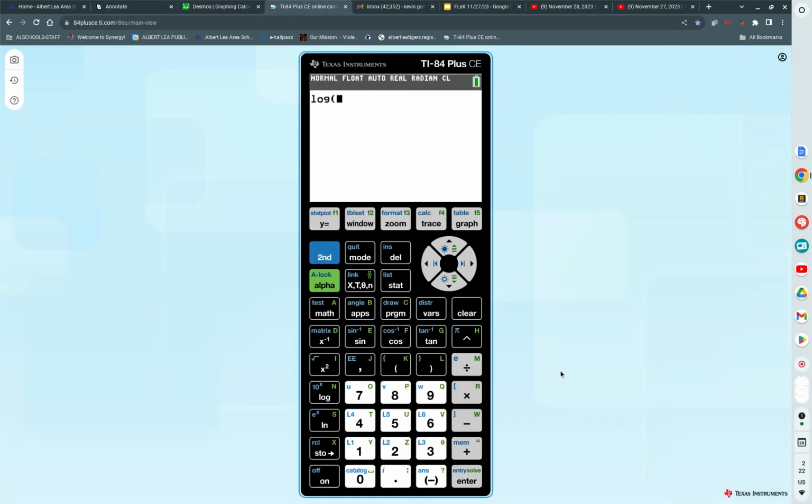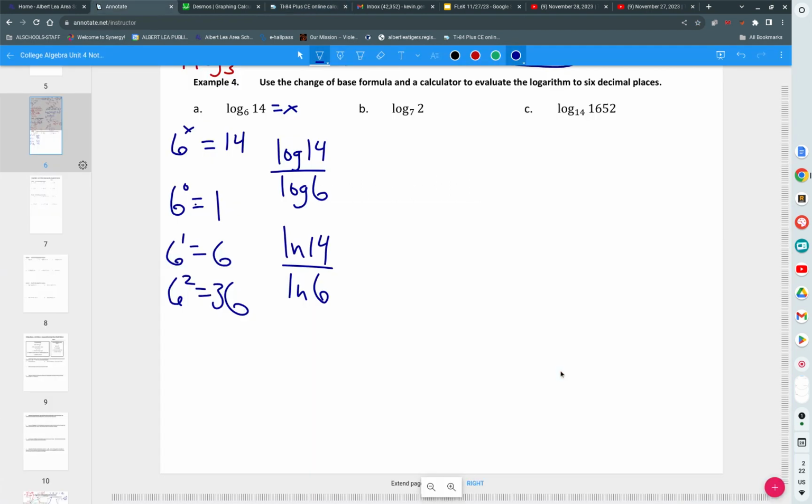I have log of 14. Notice how I have to close my parentheses. Divided by the log of 6. And if I were to try the same thing for natural log of 14 divided by the natural log of 6, I get 1.472 in both situations. Any question? Pretty easy, right? So you try the last one.